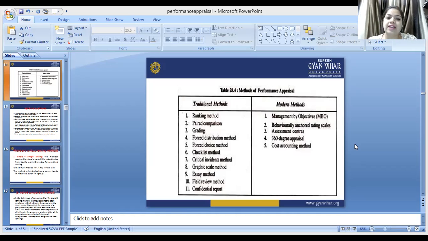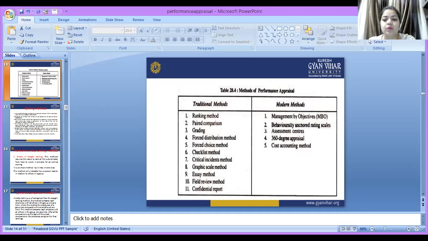Performance appraisal is part of human resource management in which the organization evaluates the performance of the employee, that means they check their expectations against the outcome given by the employee. That is known as performance appraisal. There are various methods for appraising performance, so let's understand what they are.